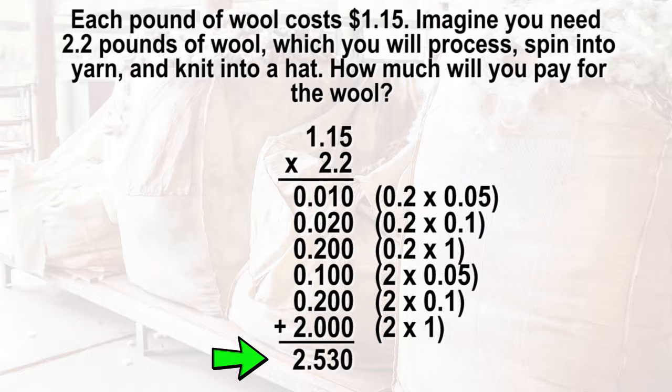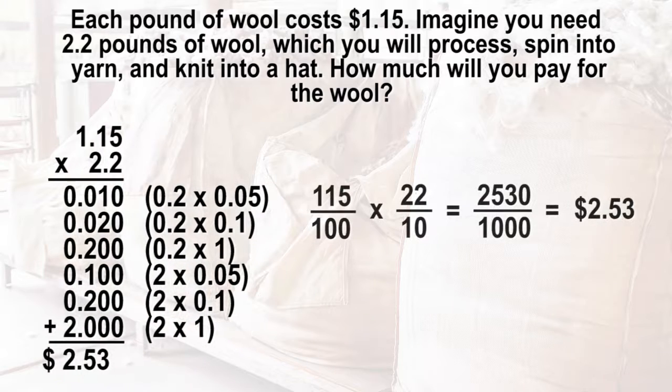We need to check for the correct decimal placement in the total product. The number of decimal place values in the total product is the same as the sum of the decimal place values from the two factors. 2 2/10 pounds of wool costs $2.53.